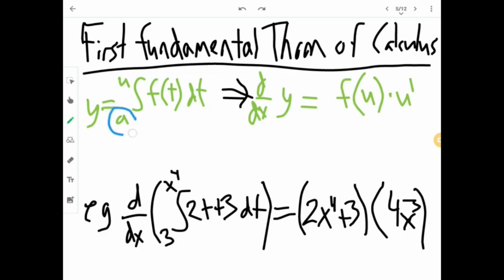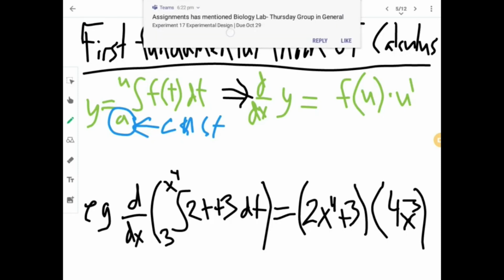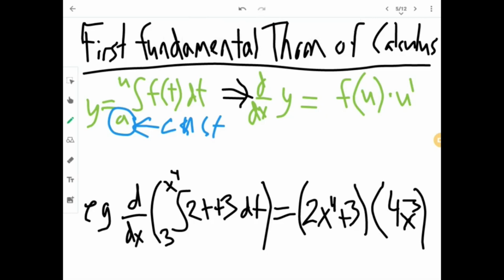But remember, this a is a constant. It has to be a constant. And then its derivative is equal to the function times the derivative of u. So let's say you have this function, and then the derivative of this is 2t plus 3, but this is a constant, so you're good, and then x to the power 4.